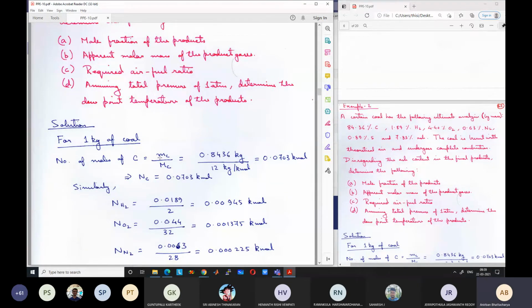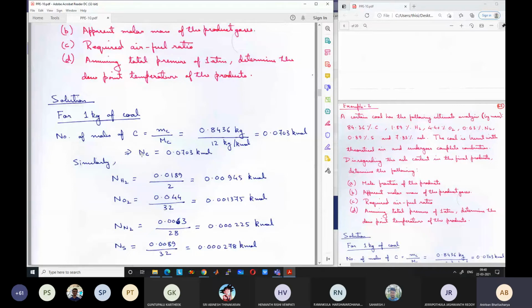So if we divide by the molar mass of carbon, which is 12 kg per kilomole, or 12 grams per mole. All of you know what is a mole, right? 1 mole is 6.023 into 10 to the power 23 atoms. So for carbon, the molar mass is 12 grams per mole or 12 kg per kilomole. If we divide the mass of carbon by the molar mass of carbon, you will get the number of moles of carbon. So for this case, the number of moles of carbon is 0.0703 kilomole. So in 1 kg of coal, we have 0.0703 kilomoles of carbon.